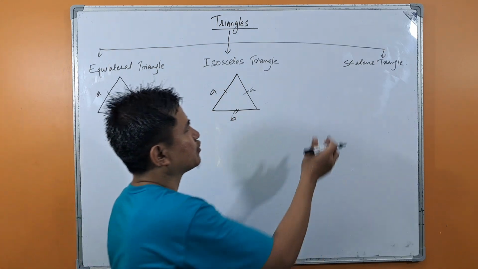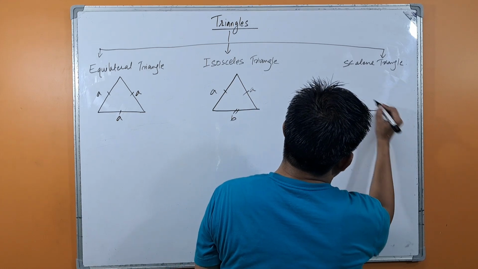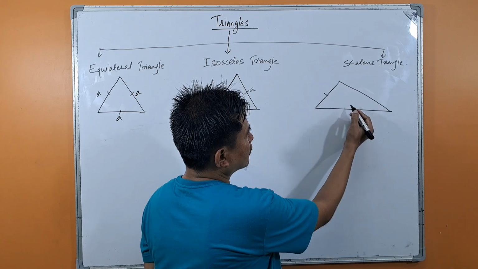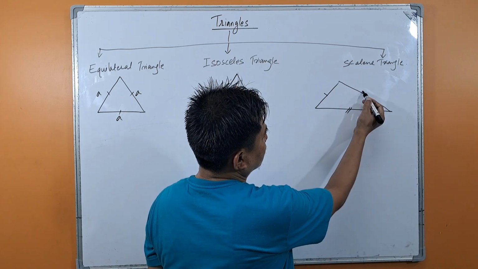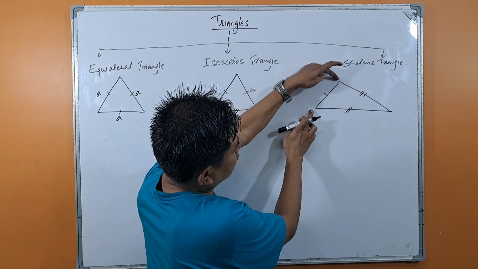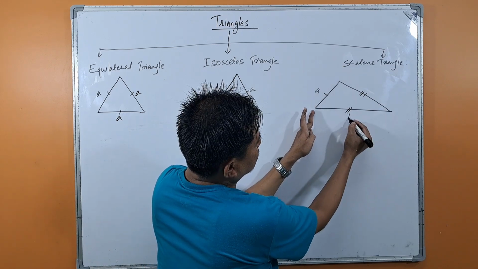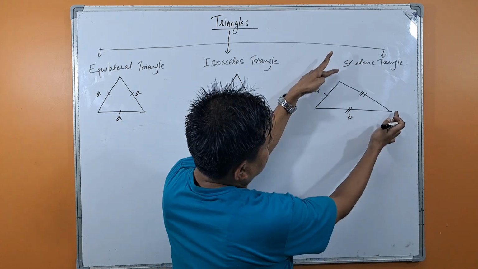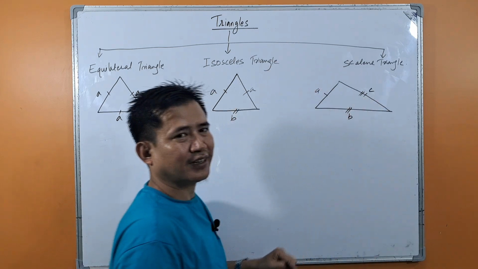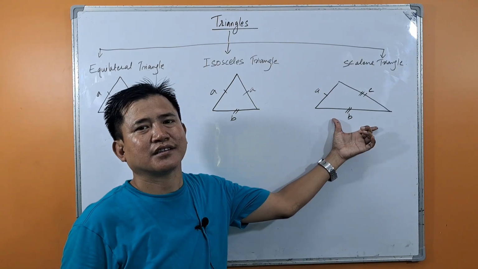A scalene triangle means a triangle having none of the sides equal to each other. This side is not equal to this side and not equal to this side. If this is a units long, this side is not equal to a. This side is b units long, and this side is not equal to both of the sides, so we write c units long. So this is equilateral, this is isosceles, and this is a scalene triangle.